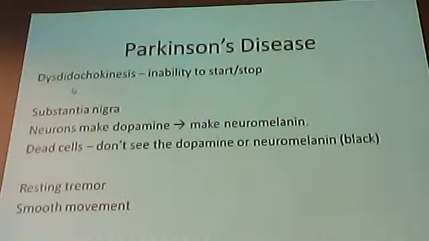So you have what's called dysdiadochokinesis. It's the inability to start and stop. And so neuromelanin problems, so you don't have the black melanin, you don't have the dopamine. You can have a resting tremor and smooth movement. And yeah, that was where we stopped.